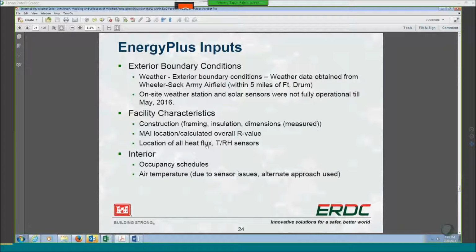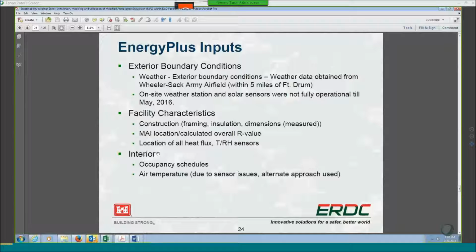So for those of you who are familiar with EnergyPlus, you do need to set some boundary conditions. The way we did that here with our weather, we had temperature data from the Wheeler-Sac Army Airfield, and we also had on-site data from the weather station. Unfortunately, our weather station on-site had some data issues until just a few months ago. So we're collecting good data now. We did have to use some data from the airfield, which is within 5 miles. It was pretty close, but not exact.